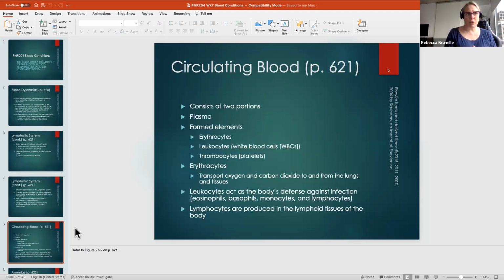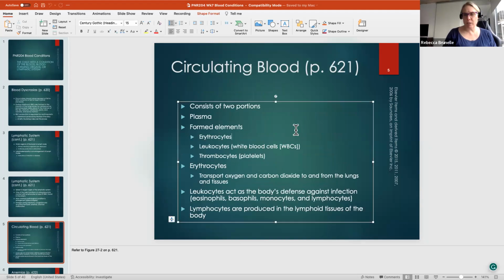When we talk about our circulating blood, we really talk about two different parts, the cells and then the plasma, which is the liquid portion. So the formed elements, you definitely need to recognize these three terms. Does anyone know what an erythrocyte is? What's the other word or phrase for erythrocyte? Red blood cells? Red blood cell, very good. And then leukocytes are white blood cells, and thrombocytes are your platelets. So these three things you need to be able to recognize, either one of these terms.